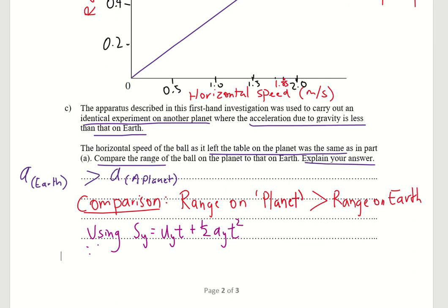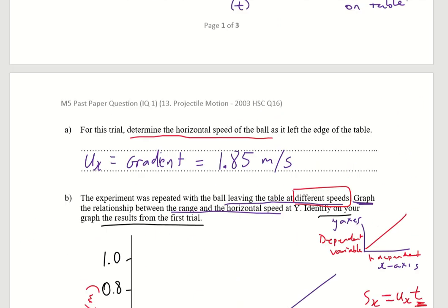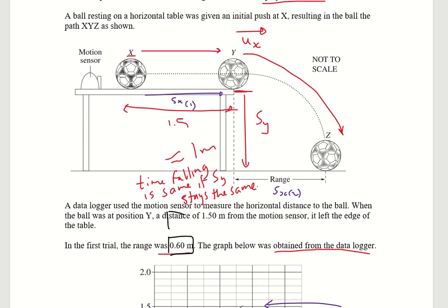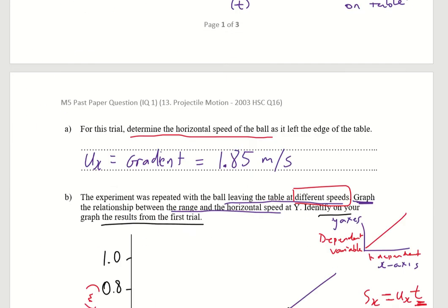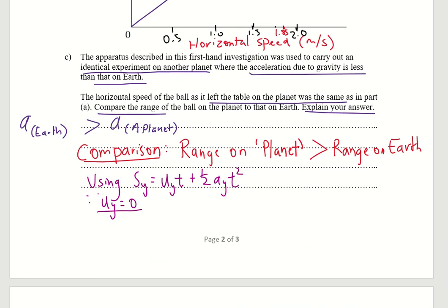We all know that Uy is zero. The reason why Uy is zero is this projectile is being launched out at an angle of zero. So if it's being launched at an angle of zero, there's only a horizontal component. So there is no vertical component for velocity, initially at least. The vertical velocity does increase as it is affected by the gravitational field.